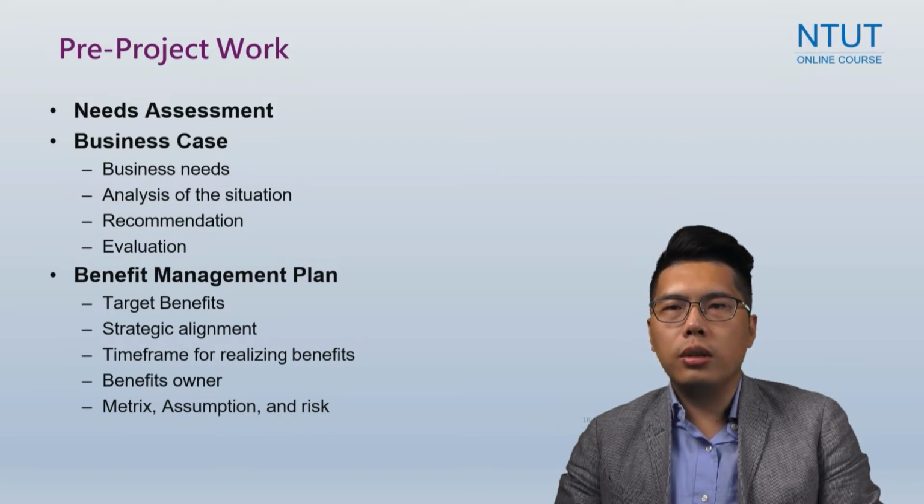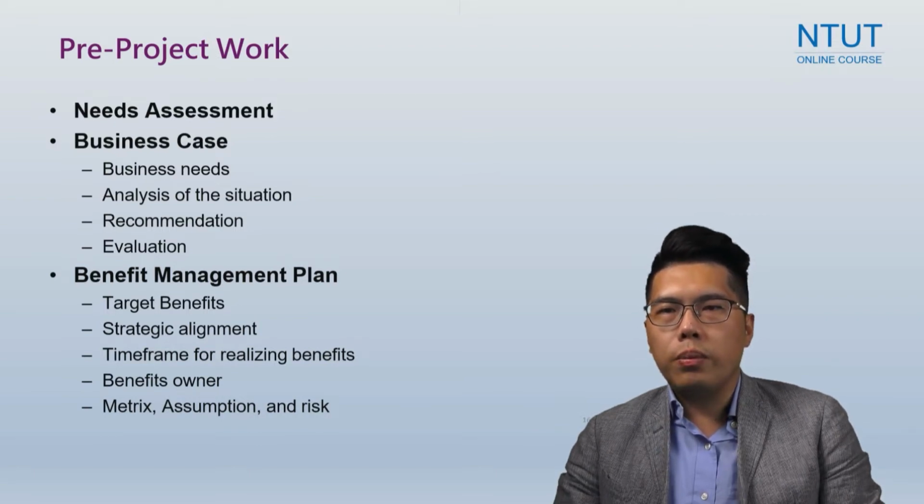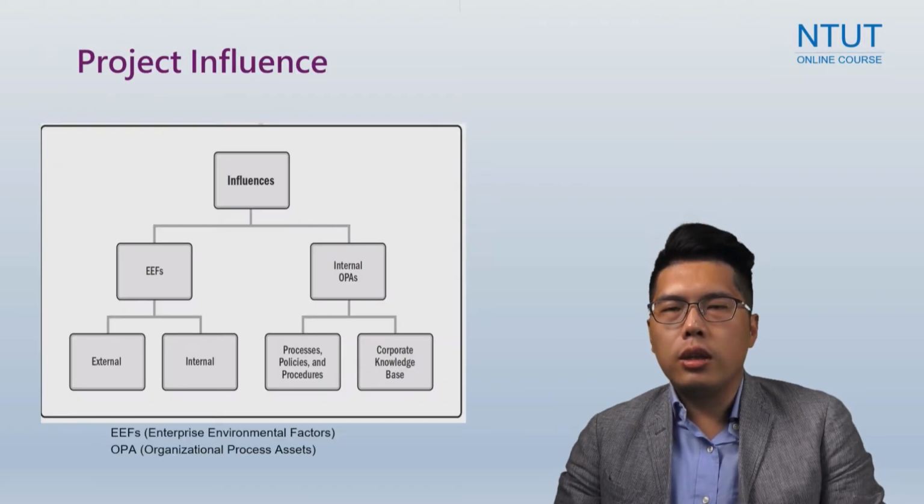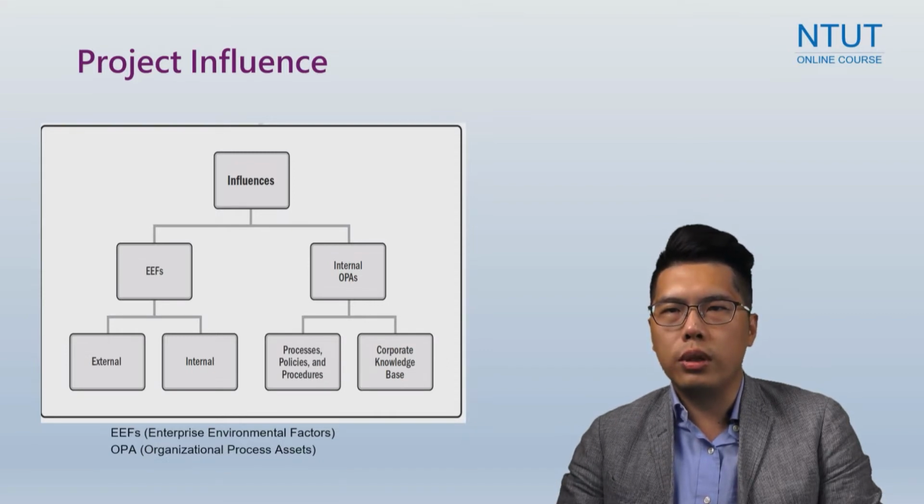So in the benefit management plan, the target benefits and strategic alignment and time frame for realizing the benefits and benefits owner and the metric, assumption, and the risk, all of them have to be taken into account in the benefit management plan. As you can see, in project management, there are a lot of influential factors to influence the project, and we call it the project influence.